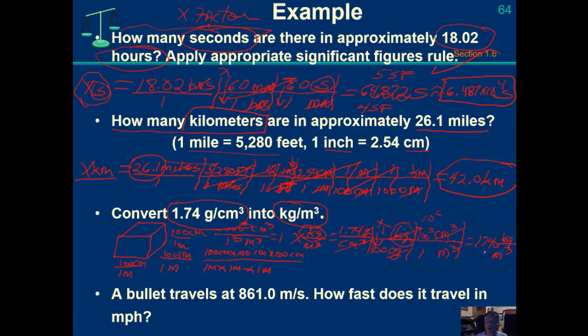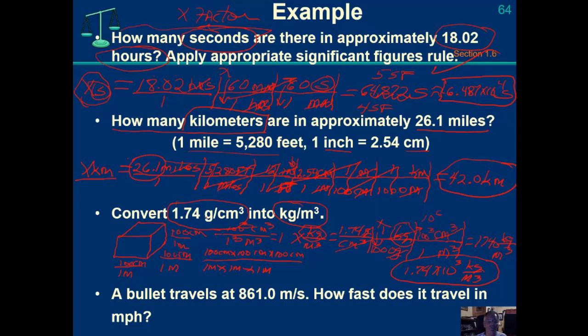If I want to write that, keeping my 3 significant figures, I would write it as 1.74 times 10 to the third kilograms per cubic meter. And that would be the most acceptable answer. But this was a straight conversion.